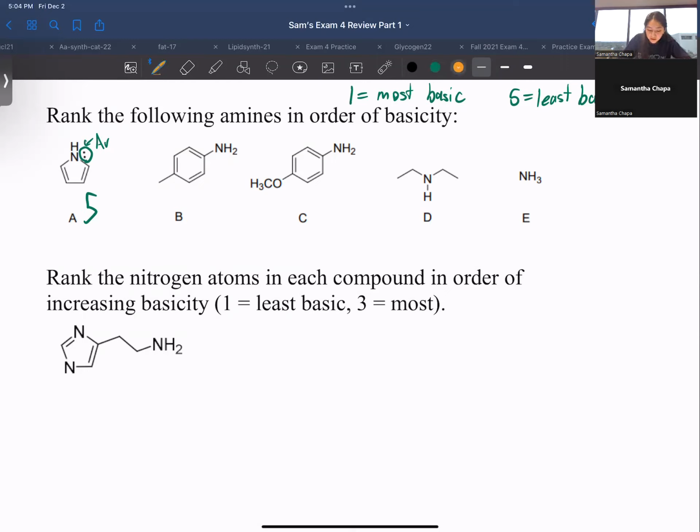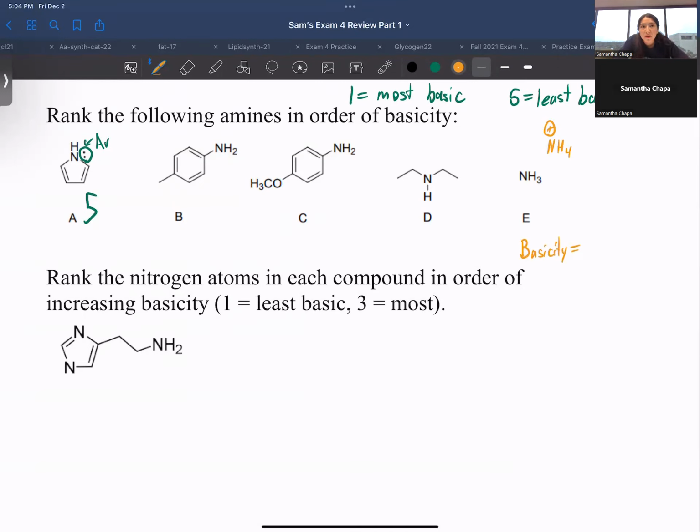You need to know a couple of the pKa's to answer these questions. So one of the basic pKa's that we know is the NH4+. And the reason I'm writing NH4+ instead of looking at NH3 is because we're talking about basicity. So basicity.